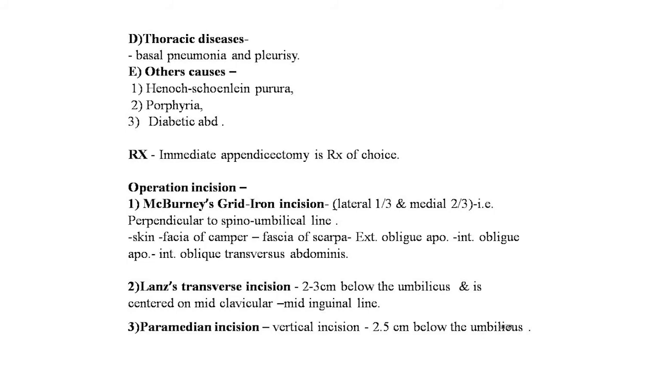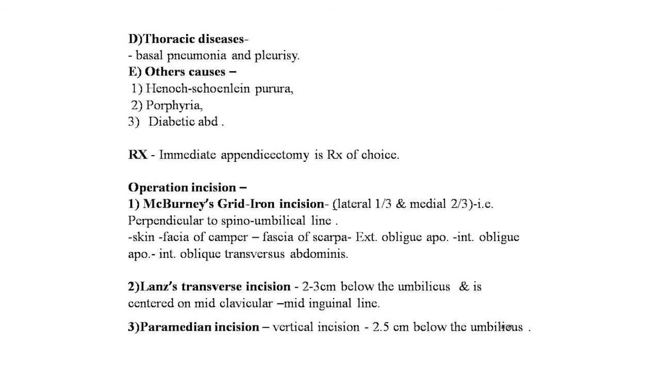Treatment: immediate appendicectomy is the treatment of choice. Operation incision: there are multiple incisions for appendicectomy, like McBurney's gridiron incision, at the lateral one third and medial two thirds, perpendicular to the spino-umbilical line. The layers of this incision are skin, fascia of Camper, fascia of Scarpa, then external oblique aponeurosis, internal oblique, transversus abdominis, and then peritoneum and the appendix.